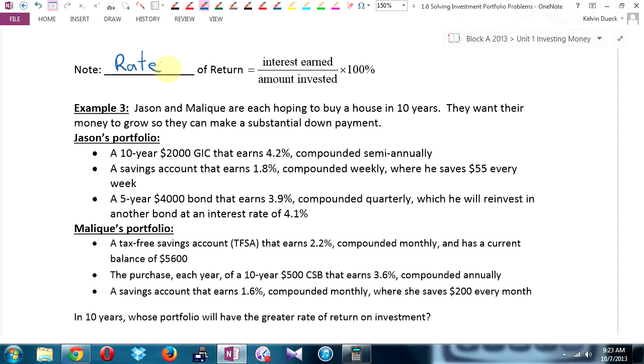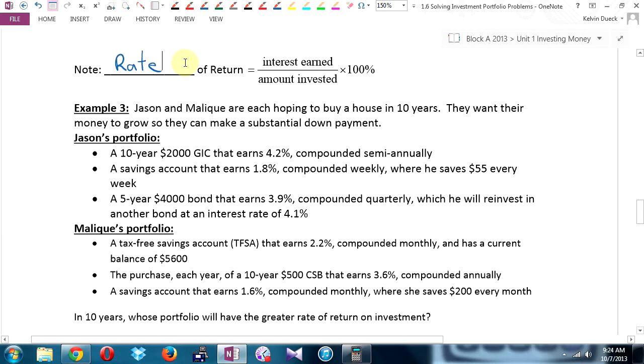Okay. I think we're going to be doing some, like, 3 calculations for Jason. Actually, I think we'll end up doing 4 because it looks like that third one has a 2-parter. Malik's portfolio is a tax-free savings account, TFSA, that earns 2.2% compounded monthly and has a current balance of $5,600. The purchase each year of a 10-year $500 Canada savings bond that earns 3.6% compounded annually, and a savings account that earns 1.6% compounded monthly where she saves $200. Hey, in 10 years, who's going to have more money for a down payment? Who's going to have the greater rate of return on investment, actually, is what this question is asking us to find.